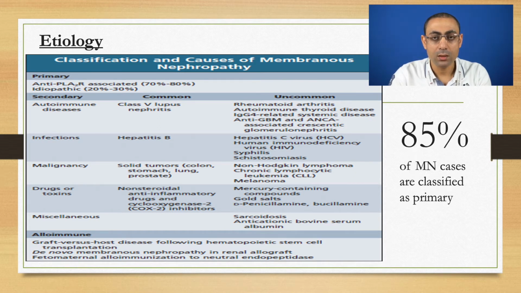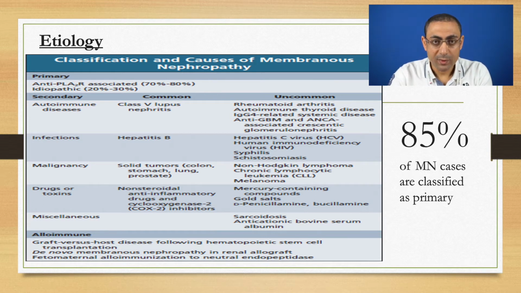Secondary causes: there are multiple causes for membranous nephropathy. The first cause is autoimmune, like class 5 lupus nephritis. This is the most common autoimmune cause. Less common autoimmune causes include rheumatoid arthritis, IgG4, and ANCA-associated glomerular injury. Infections: hepatitis B is a common cause for membranous nephropathy, and less commonly hepatitis C, HIV, and syphilis can also cause membranous nephropathy.